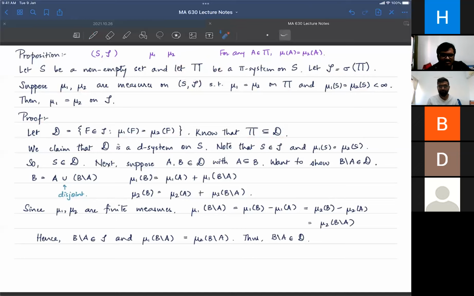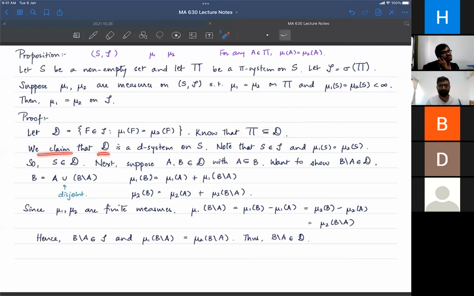Okay. So now what I have here is D contains this pi system. Now, if I can show that D is a D system, then it must contain the sigma algebra generated by the pi system, which is script S. So if I show that D is a D system, then D must contain sigma of pi. But sigma of pi is script S. So if D contains script S, that means for every set in D, mu1 and mu2 match. Okay, so that's what we want to do now.